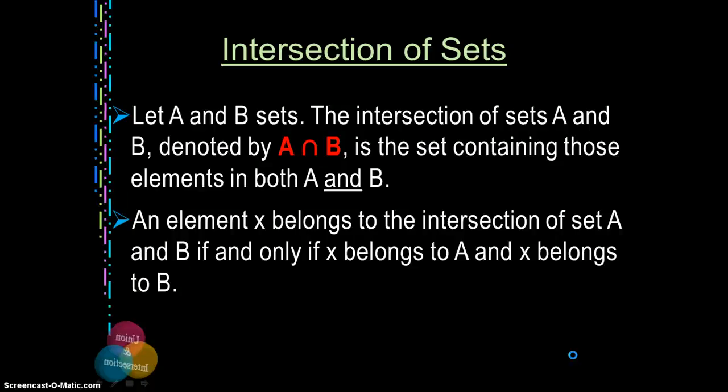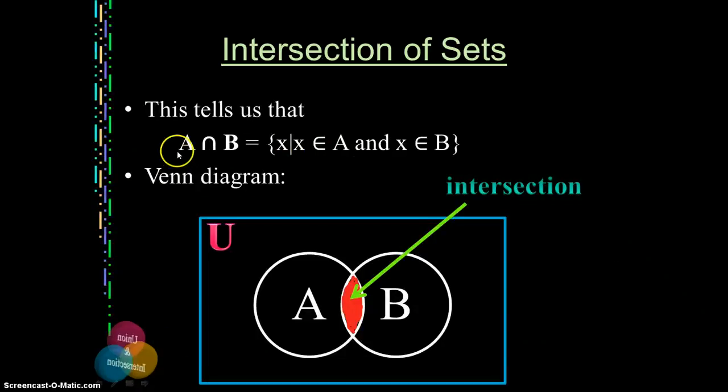So now let's have the definition for the intersection of sets. So the intersection of sets A and B denoted by this symbol, the inverted U, is the set containing those elements in both A and in B. So an element X belongs to the intersection of set A and B if and only if X belongs to A and X also belongs to B. So let's write that using the set builder notation. So the intersection of set A and B contains X such that X is an element of A and X is also an element of B.